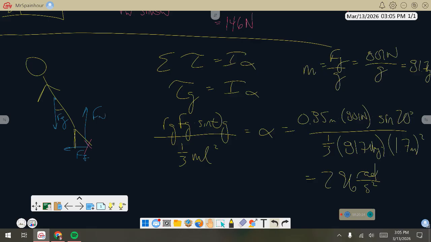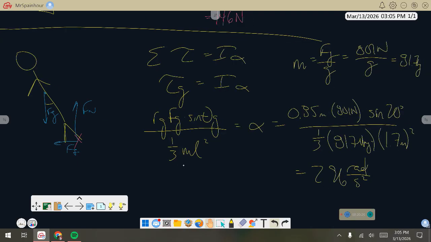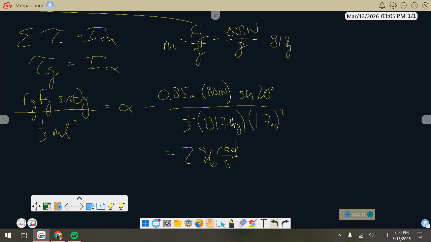If I wanted to take that angular acceleration and find out what the linear acceleration is of the top of my head, what would I need to do? Easier than that. Find the radius. We know the radius. What's the equation that you would need to use? Tangential acceleration.